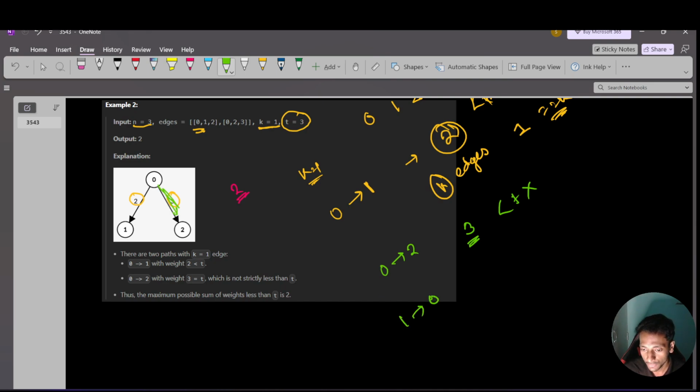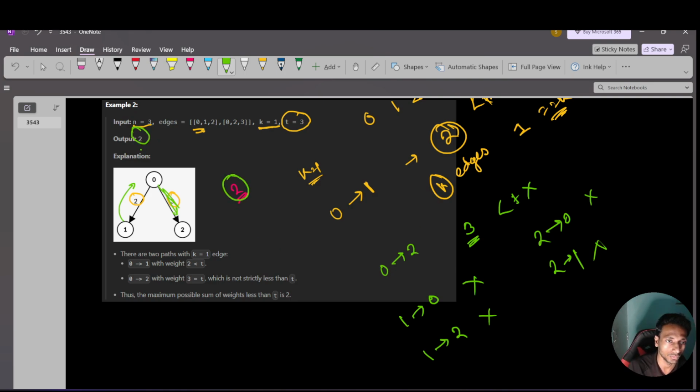Next I want to reach from 1 to 0. There is no such path from 1 to 0, right? So there is no possible answer. So now I want to reach 1 to 2. There is no such path. Next I want to reach from 2 to 0. 2 to 0. There is no such path. From 2 to 1. There is no such path. Okay. So there is only one answer, 2. So that's why here the output is 2. Got it?